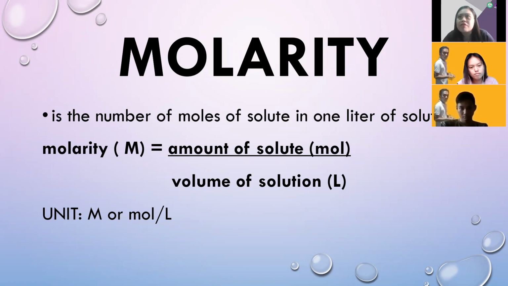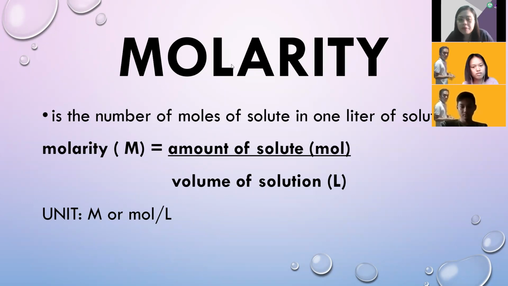So always remember, if the problem gives you an amount of sample in grams, you have to convert it first to moles. Using our formula, moles is equal to the weight of the substance in grams divided by its molar mass, or its molecular weight. Now, if you have converted grams into moles, you have to ensure also that the volume of solution is in liters. So if ever you will be given a volume in milliliters or other units, you have to convert it to liters before proceeding with the computation of molarity.